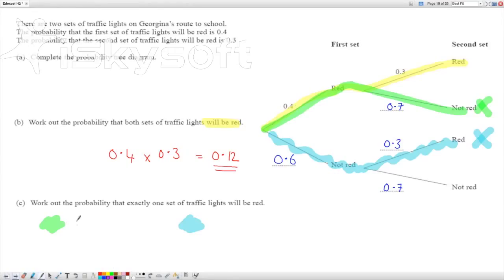The first one, the green, we have 0.4 times 0.7, which is equal to 0.28. Here, 0.6 for the blue, and then multiplied by 0.3 is 0.18. Add these 2 together, because there are 2 ways of it happening. We have our total probability of 0.46. So here, the 2 options going through, total probability 0.46.